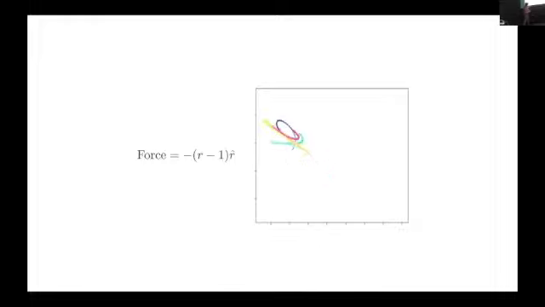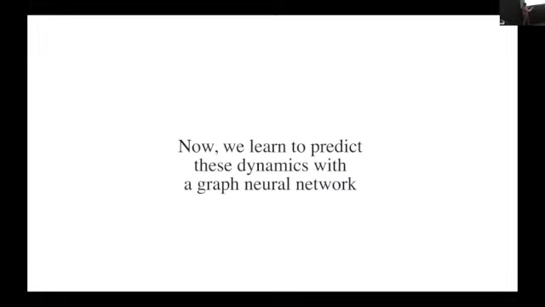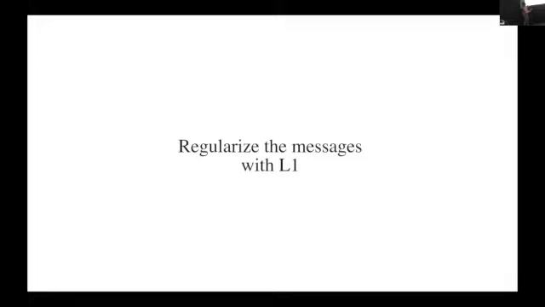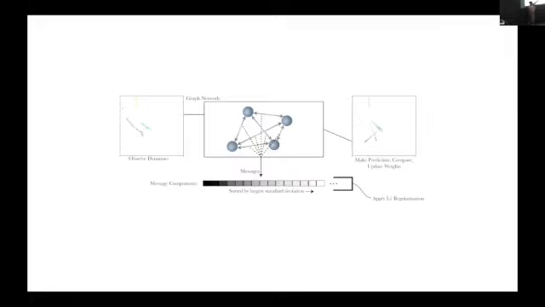We start off by generating a bunch of simulations. This is just a spring law, with a bunch of different simulations of particles. We learn to predict these dynamics with a graph network, so that the colored particles and the gray particles match. Then, and this is the inductive bias that we take, we want the latent space in the network to be simple so it's easier to understand. So we regularize the latent space to be sparse.